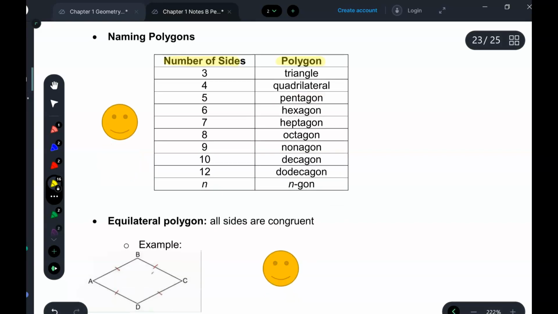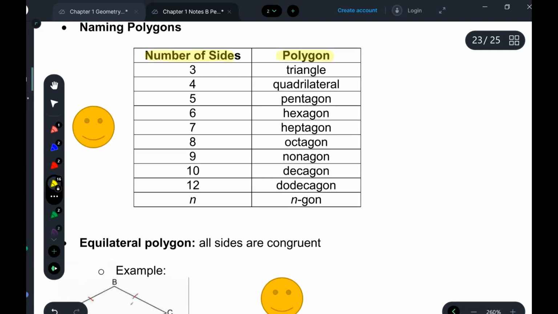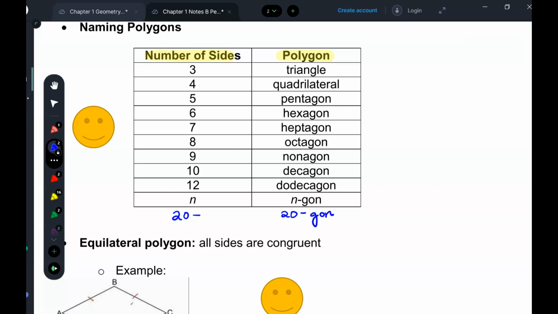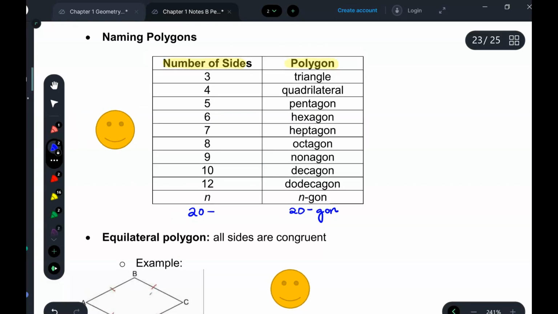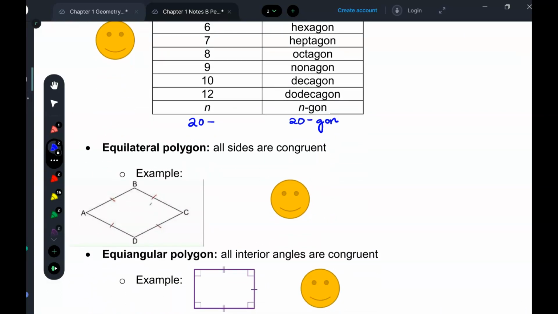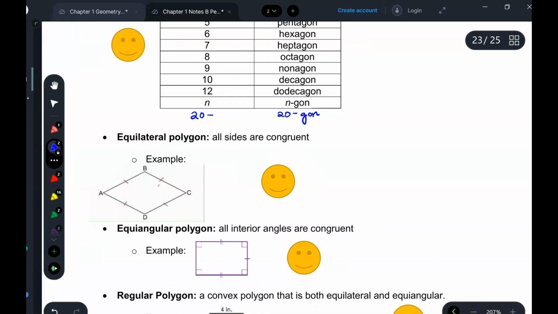Now, anything beyond 12, and also for 11 sides, so let's say we have a 20-sided polygon, we just call it 20-sided polygon. We don't actually say gon. Why? We just write it out that way. Why does it skip 11? We don't need to know 11. It's not one of those that we encounter often. Tell us what 11 is, though. I don't know off the top of my head. It's irrelevant.